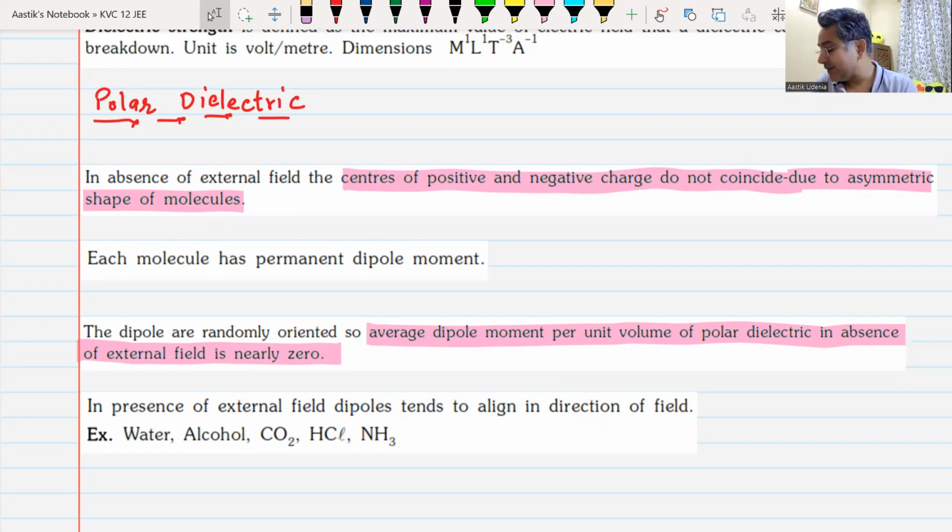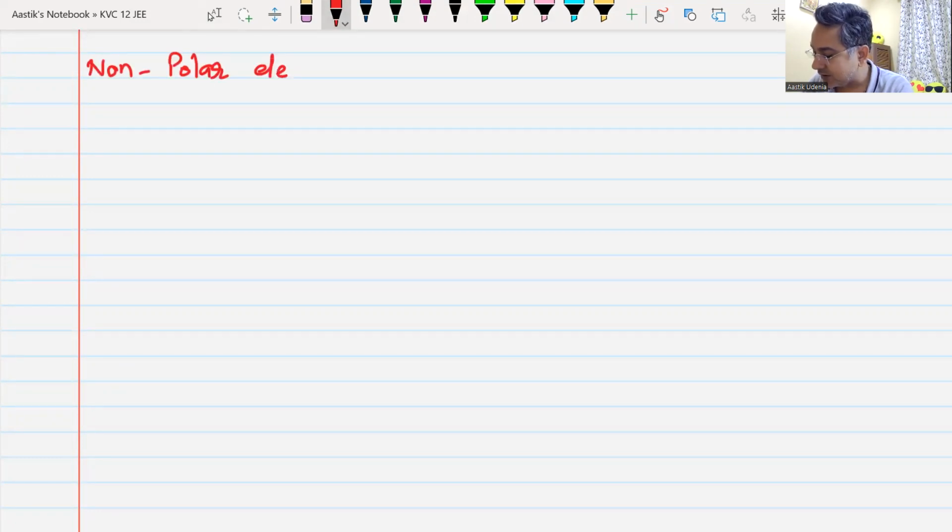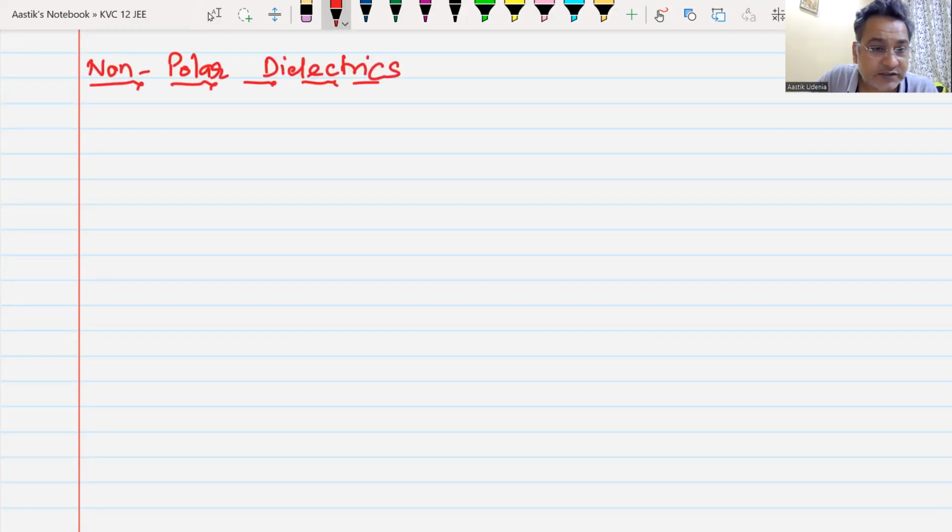But then again, chemistry tells us there are other types of molecules as well, which are known as non-polar molecules, and therefore non-polar dielectrics. Now, since we understand polar very nicely, you are going to tell me what non-polar dielectrics are. These non-polar dielectrics come from non-polar molecules. So quickly, tell me what is the first thing?